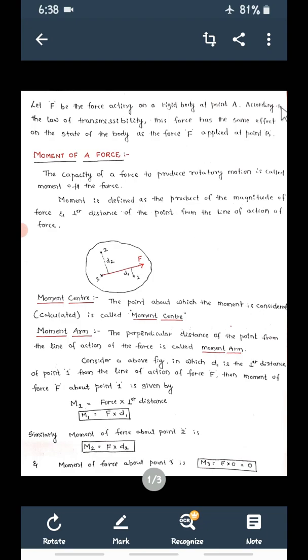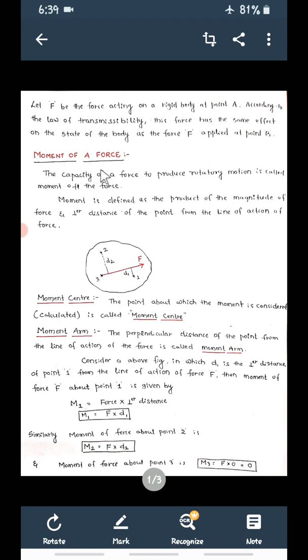In the previous session, we studied the different aspects of a force. Now we have studied the classification of force systems, that is coplanar, non-coplanar, concurrent, non-concurrent, collinear, and parallel force systems, like parallel and unlike parallel forces.